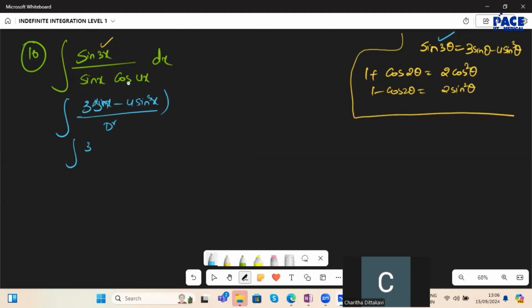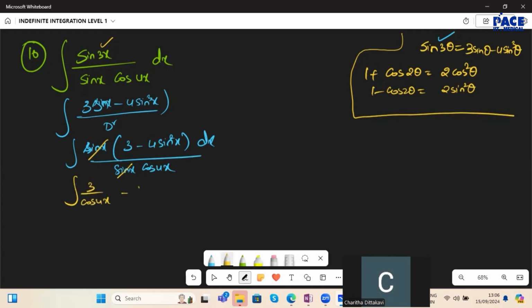So this is nothing but 3 sin x minus 4 sin cube x. So what do I take common? I just take a sin x common. I am left with (3 minus 4 sin square x) by sin x into cos 4x dx, right? So I can just remove these two. All right. So I can split the numerator, isn't it? So 3 by cos 4x minus 4 times integral of sin square x by cos 4x dx.